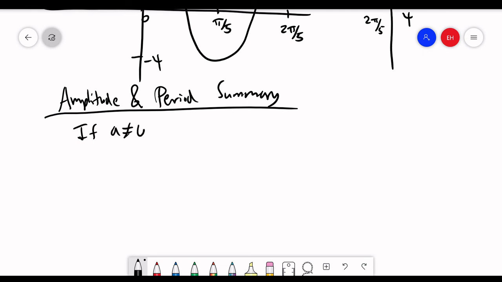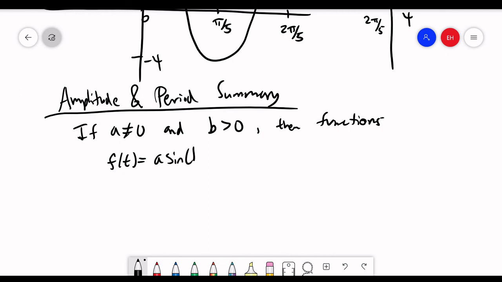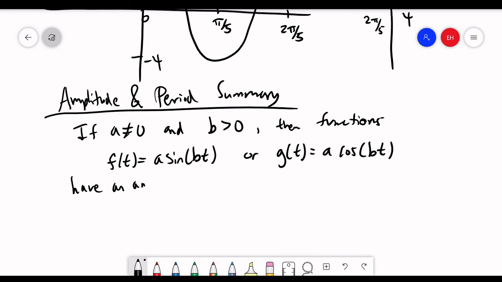And in general, I'll summarize the effects of amplitude and period on the sine and cosine graphs. So in general, if we have the sine function f of t equals a times sine bt, where t is our input here, and b is just some number multiplied on the inside, or the cosine graph g of t equals a times cosine of bt, those graphs are going to have an amplitude of the absolute value of a. So if it was multiplied by -4, then that would change the amplitude to 4. So you take the absolute value of the number. And the period is going to be the base period 2 pi over b.